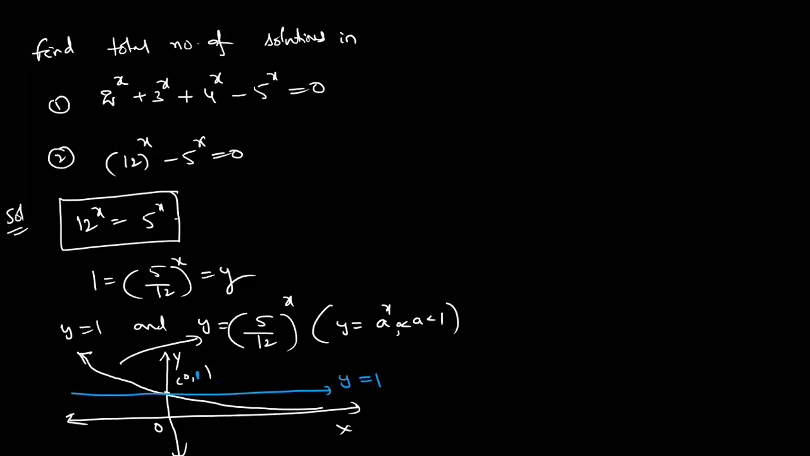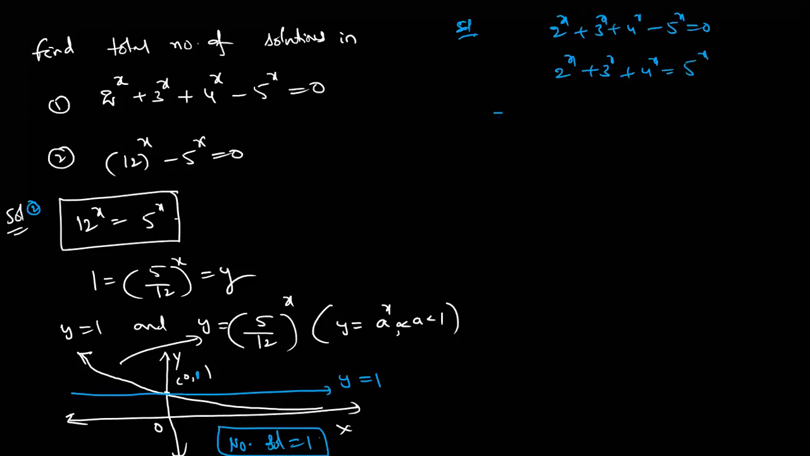So what does it mean, dear students? How many times are they intersecting? Therefore, the number of solutions is only one. These two graphs are intersecting where? At (0, 1) only. That is question number 2. This is question number 1. Solution. How to solve this one? That's why I'm choosing it. A simple question earlier.